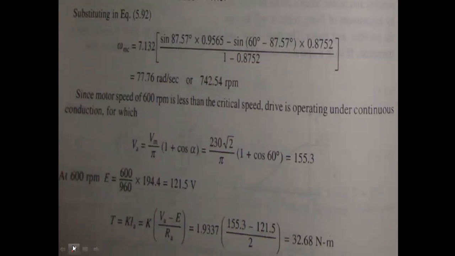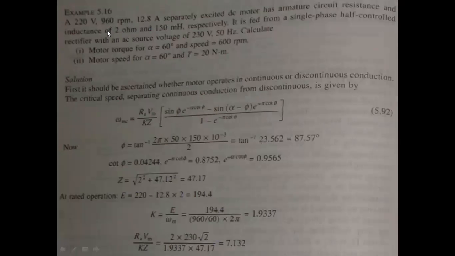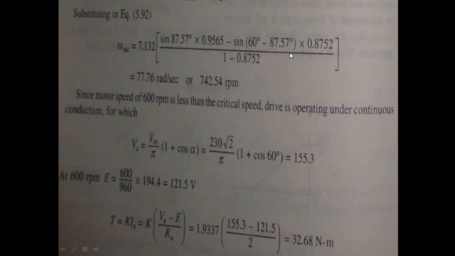Actually, the motor speed given is 600 RPM, right? 600 RPM in the first bit. So as the motor speed is less than the critical speed, the drive is operating under continuous conduction. If it is greater, it is discontinuous. If it is under, it is continuous.